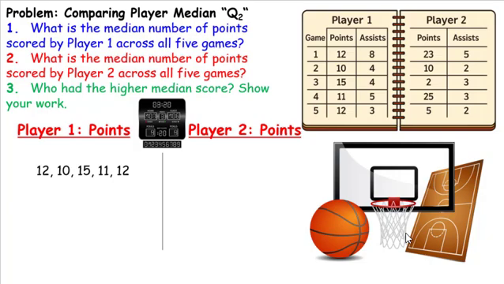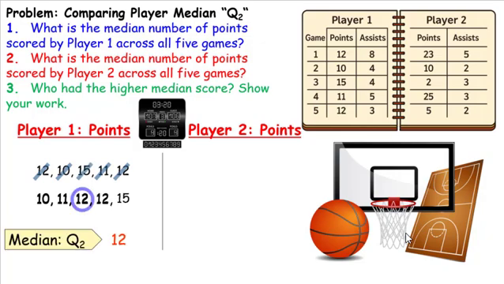First, we're going to write it from least to greatest: 10, then 11, then 12, then another 12, then 15. The middle number is 12. The median, or sometimes we call it Q2, is 12.